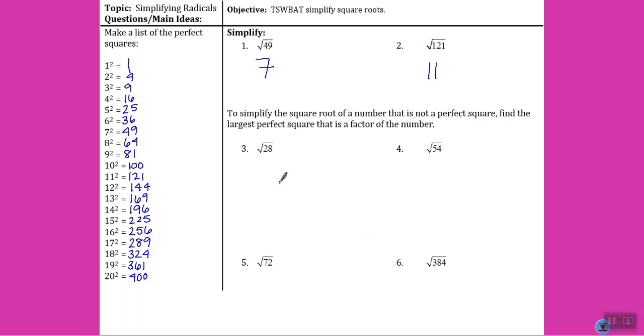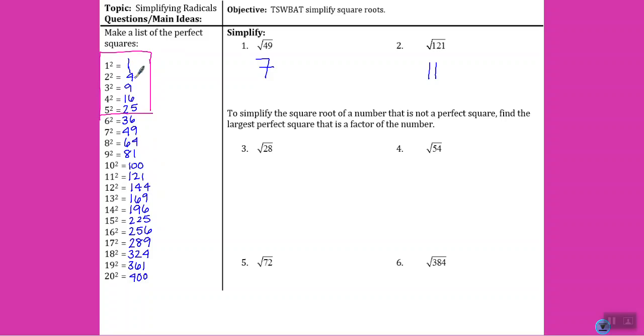Now, in these ones, in 3 through 6, we don't have perfect squares. 28 is nowhere on our list of perfect squares. So what we want to do is figure out which of these perfect squares does divide evenly into 28. Since 28 is in between 25 and 36, we'll only be worried about those perfect squares because these are bigger than our number, so that it won't divide evenly. So 28, which of these is the biggest number that divides evenly into 28?